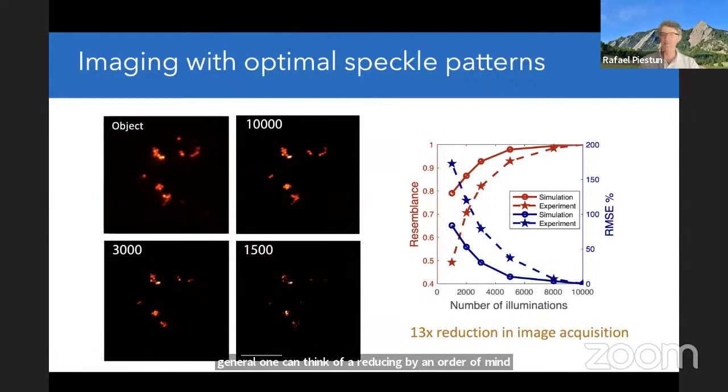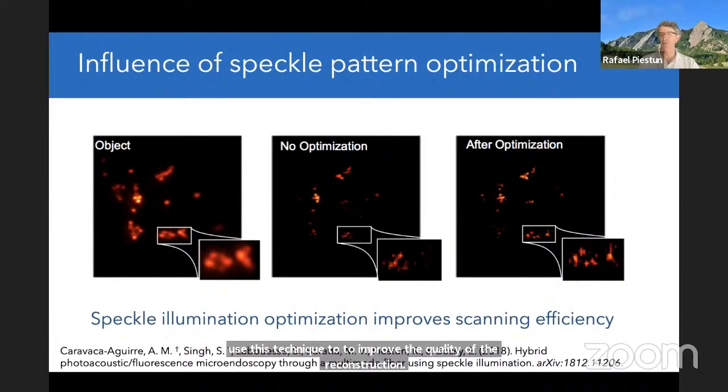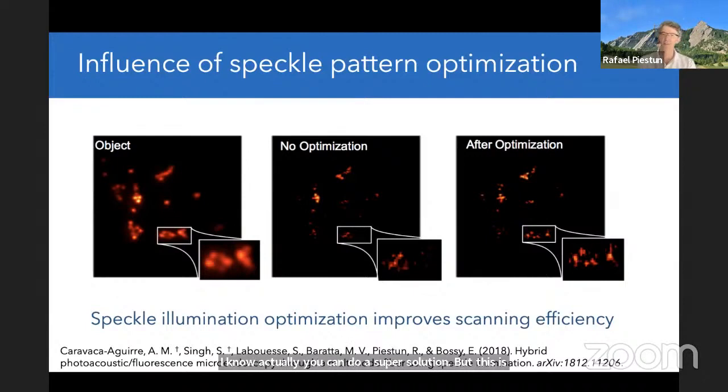Another interesting aspect is that if you have enough signal to noise, you can use this technique to improve the quality. So you can use it the other way around. You say, well, I have time, so I'm going to use this technique to improve the quality of the reconstruction. And also, actually, you can do super resolution. But this is very sensitive to the signal-to-noise ratio. As usual, for those that are not in image science, every time you use a multiplex technique like this one where you don't use direct imaging, there is a penalty in SNR. And so you have to be careful when and if to use this type of technique and what the trade-offs are.